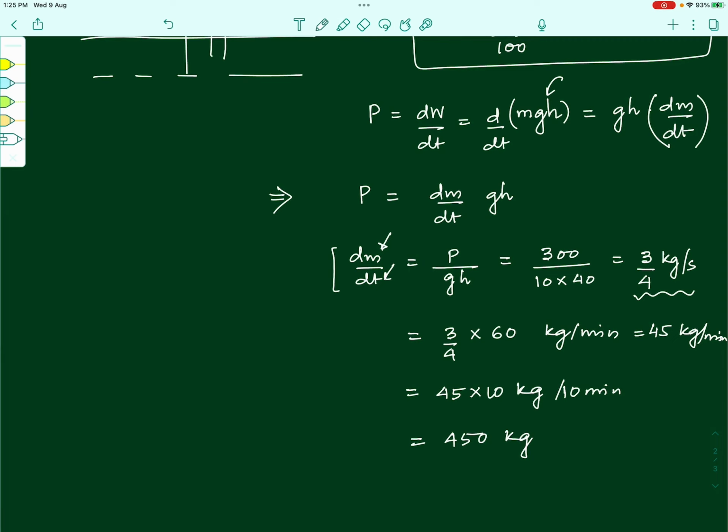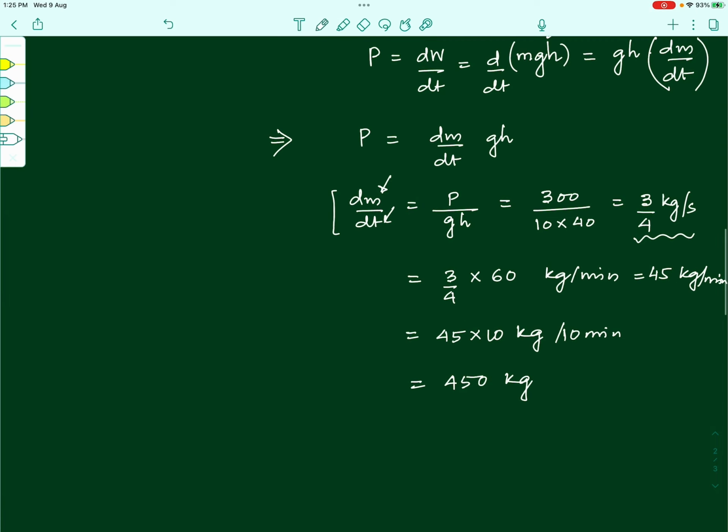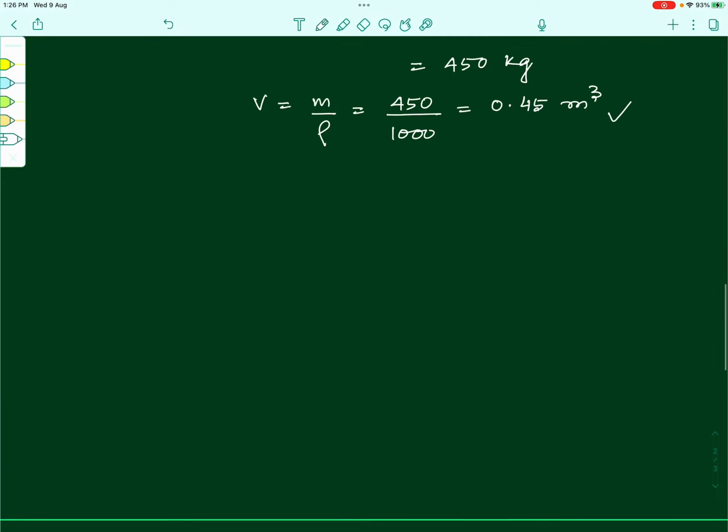We are supposed to find out the volume of this water now. We know the mass. How to find out the volume? Volume is mass per unit density. We know that the density of water is 1000. So, 450 by 1000, that is 0.45 meter cubed. This much meter cubed of water is pumped up in 10 minutes of time. So, this is how we are able to find out through the power of the pump how much water it is able to pump up. That is the final answer. Let us take another question.